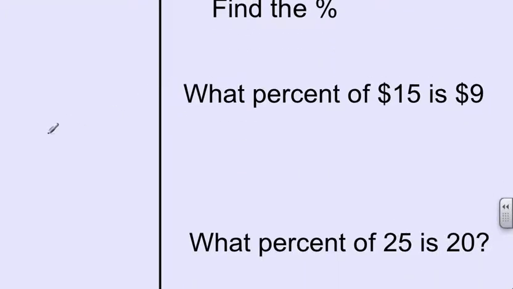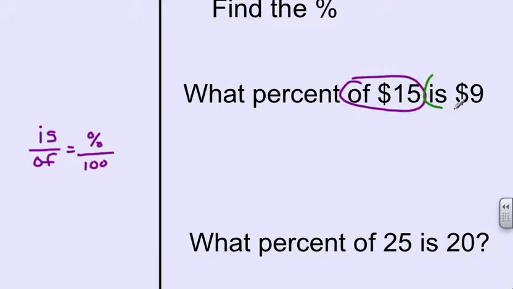In this example, I still want to remember is over of, the part over the whole, equals percent over 100. And let's just set that up the best that we can. What percent of $15 is $9? I see the of, 15. I see the is, 9. And I see the what percent.